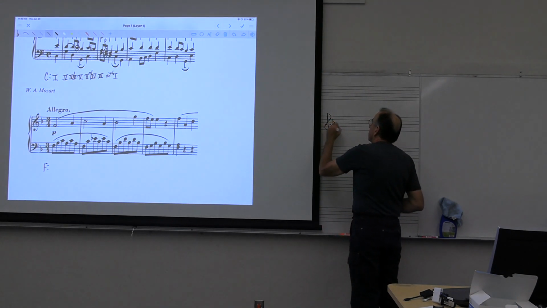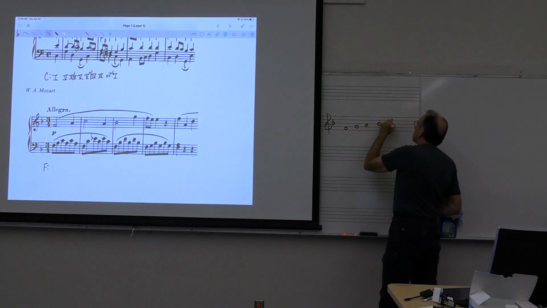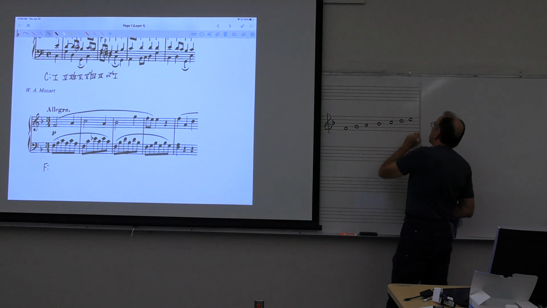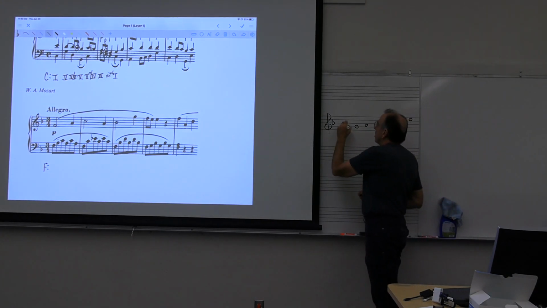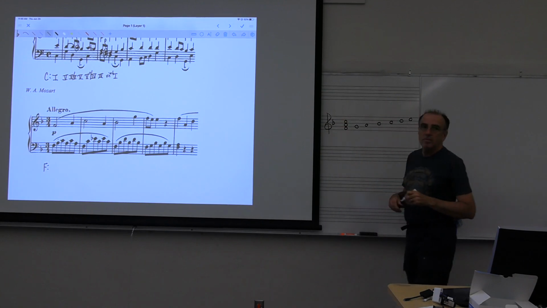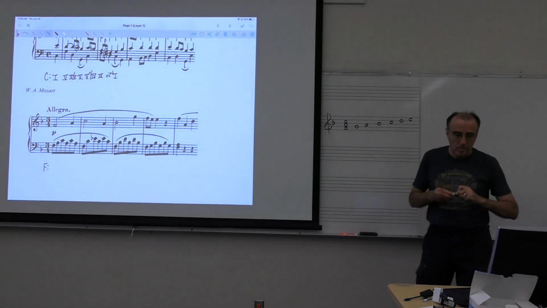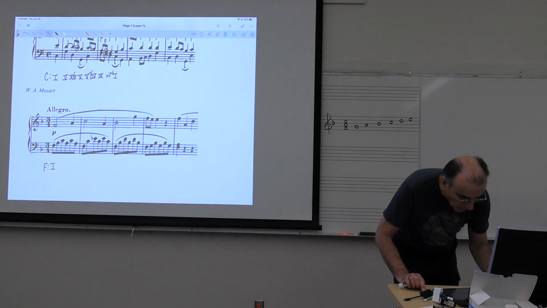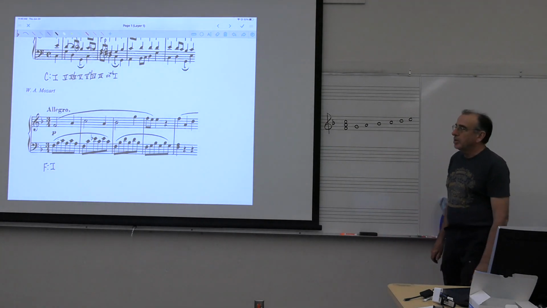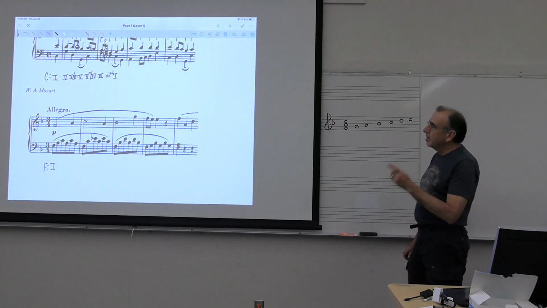So if we write out an F major scale, the first notes there are F, A, and C. That's one chord, right? Are we okay with that? Okay. Don't need to beat a dead horse, as they say. But the next measure is different. It's significant.